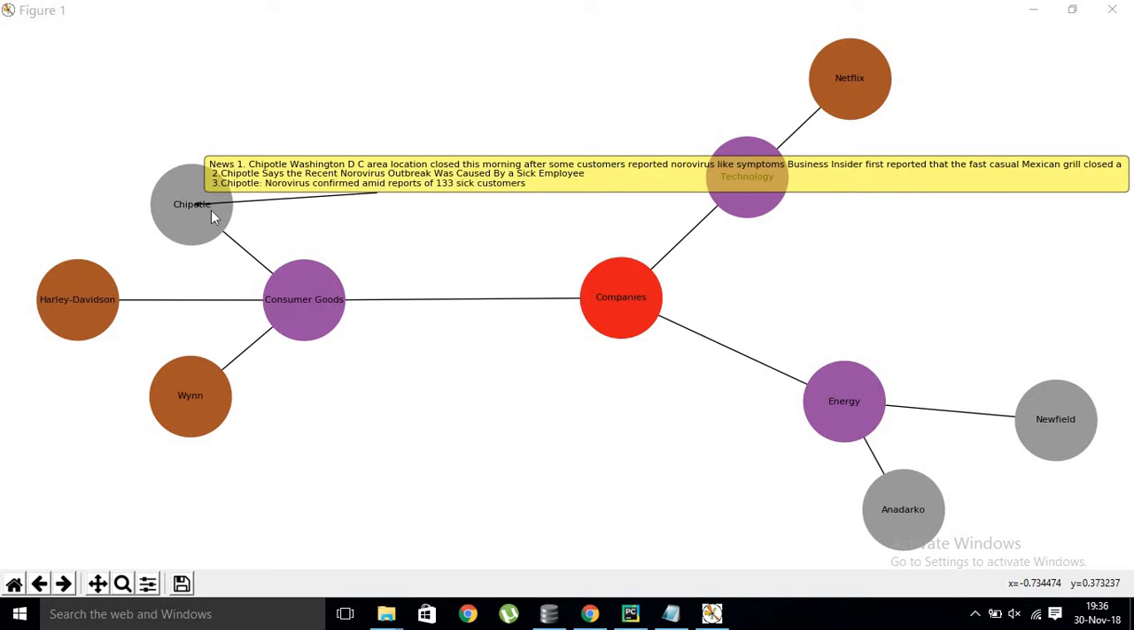So we can see in this graph that we have the top 3 news of Chipotle that are related to norovirus. One news says that there was a recent norovirus outbreak which caused sickness in 133 customers. Another news says that Chipotle said that the recent norovirus outbreak was caused by sick employees.